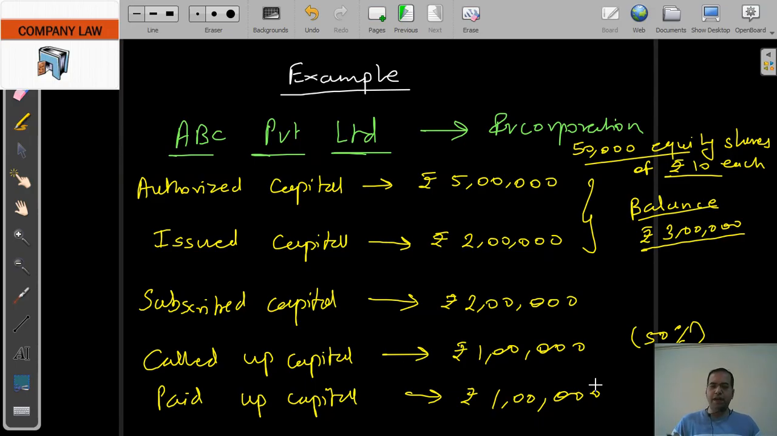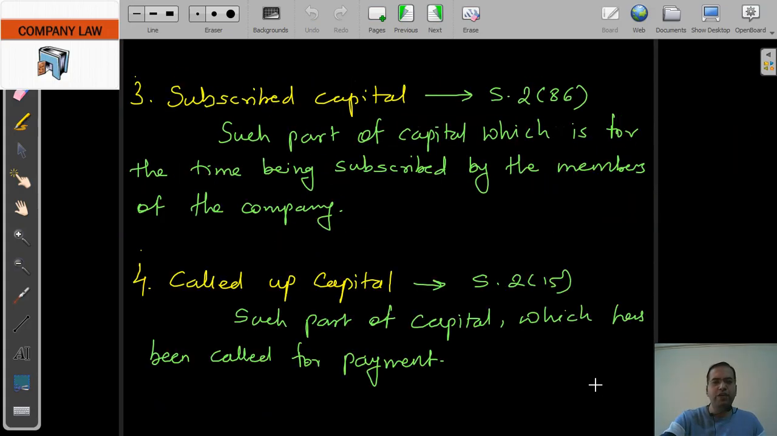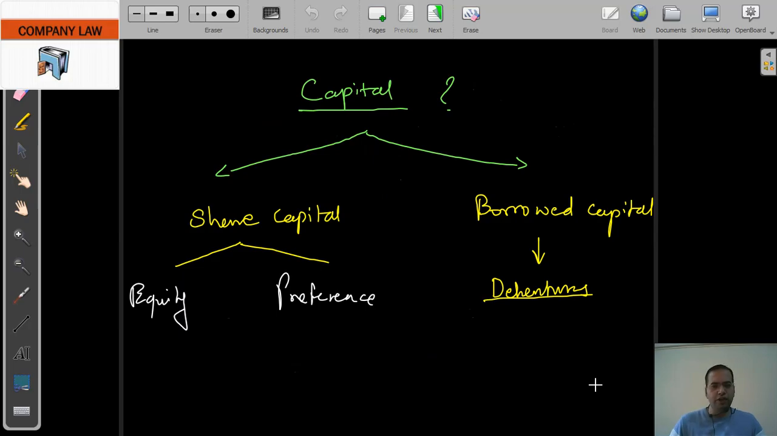Subscribed capital is a part of issued capital. Again, I'm revising for your understanding: subscribed is what has actually been subscribed by the shareholders; called up is what has been called for payment; and paid up is what has already been paid by the shareholders and credited in the accounts of the company. I hope you have understood very well what is meant by issued, authorized, subscribed, called up and paid up capital. So please make a note of all these things so that you will not forget.